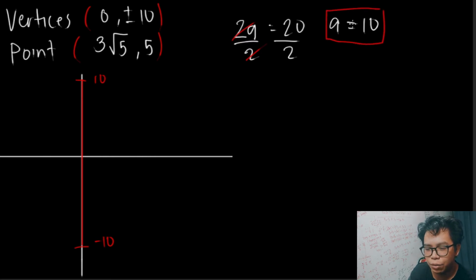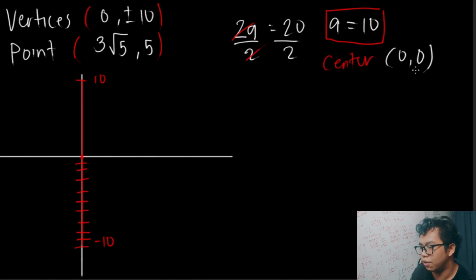Ngayon, dahil alam nyo na yung a is equal to 10, magagamit nyo yun para mahanap yung center. Paano? Ganito. Pili kayo ng vertex. Piliin ko to nasa baba. And then, a is equal to 10, ibig sabihin, move tayo ng 10 units pataas para mahanap natin yung center. 1, 2, 3, 4, 5, 6, 7, 8, 9, 10. So, ibig sabihin, ang center natin nasa origin, which is 0, 0. Kasi di ba ang a, yung distansya ng center papunta sa vertex. So, yan. Dalawa na.